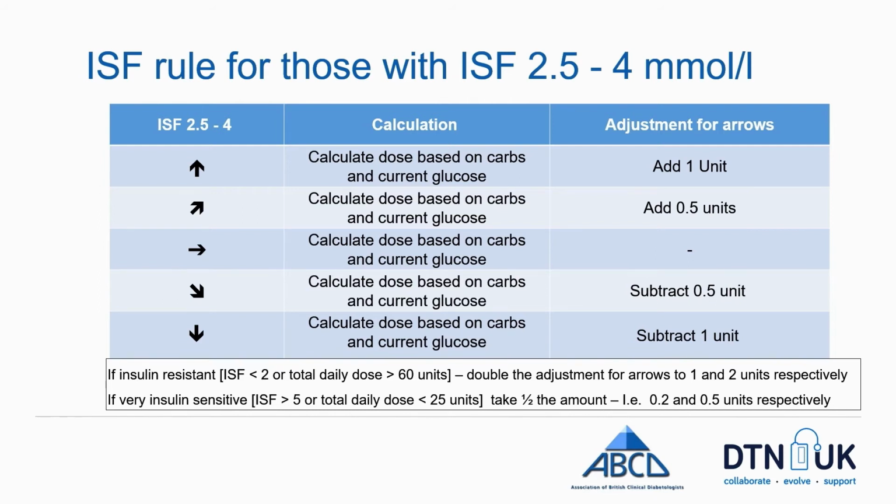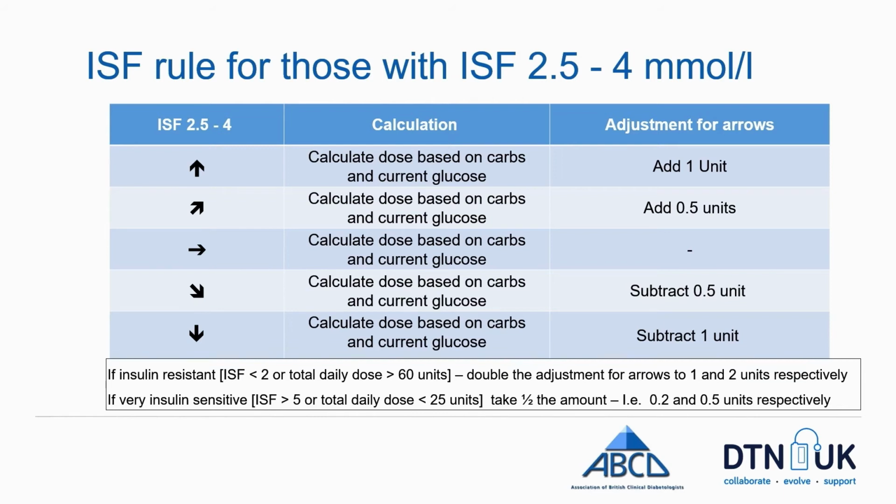If you've got an oblique arrow, instead of adding 1 unit, you just add half a unit. If you're flat, again, you don't need to make an adjustment for the arrow, and just take the dose you'd calculated based on your food and your current glucose. Similarly, if your blood sugar is coming down with an oblique arrow, and let's say you'd calculated a dose of 6 units, just take half off it and take 5.5. And if you're coming down by a straight arrow down, then you'd subtract 1 unit from your calculated dose.